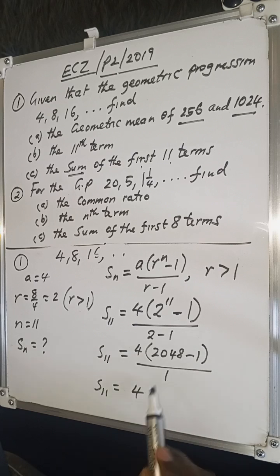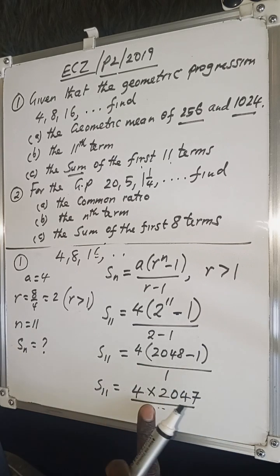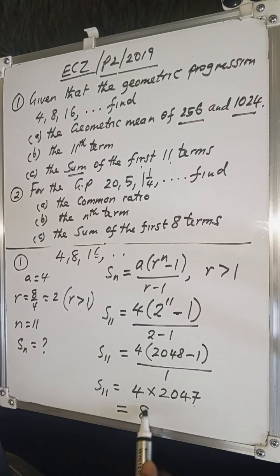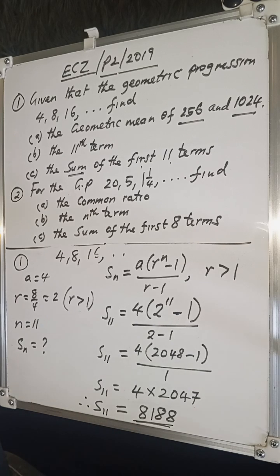Remember, this times minus that, 2048 minus 1, is going to give me 2047. Remember, it's over 1. If you want, you can neglect that one because 1 into that will just give you the same. So let's just put it there. So it will be minus 1 multiplied by 4. So it is going to give us 8,188. So meaning the sum, if you add the first 11 terms together, it will give you 8,188. So that is the way you can go about that.